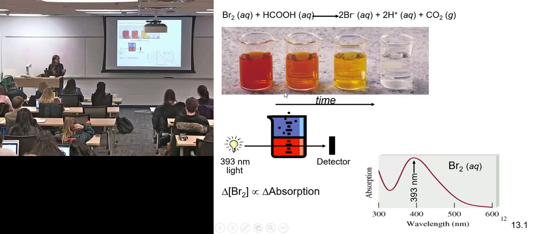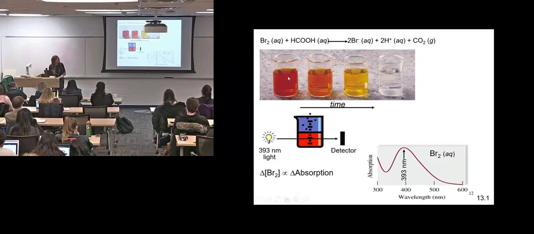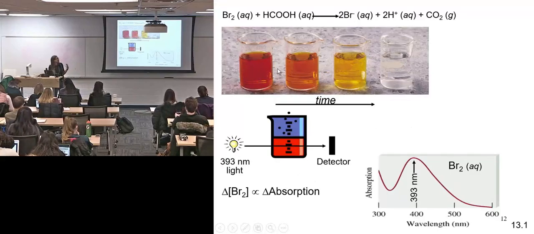And so one of the things we've talked about many times is this idea of using light spectroscopy or a change in absorbance to look at how the concentrations of things are changing with time. Bromine is going to absorb particular wavelengths of light, based on its color. So if you hit it with some light as the reaction is happening, you can get a change in concentration over time as it goes through this color change.